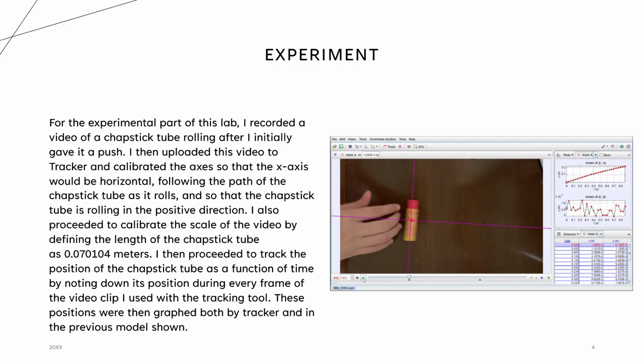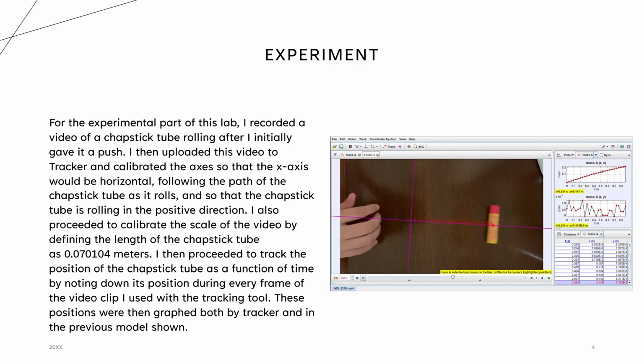For the experimental part of this lab, I recorded a video of a chapstick tube rolling after I initially gave it a push. I then uploaded this video to Tracker and calibrated the axes as shown. I also calibrated the scale of the video by defining the length of the chapstick tube, as well as tracking the position of the chapstick tube as a function of time by noting down its position during every frame of the video clip I used with the tracking tool. These positions were then graphed by Tracker in the previous model shown.